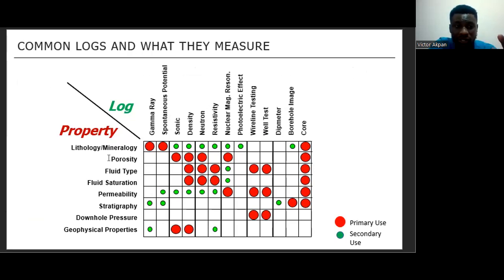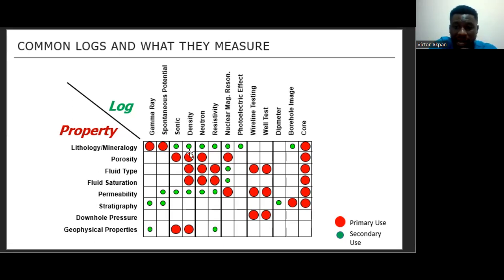We have logs such as gamma ray, spontaneous potential, sonic, density, neutron, resistivity, nuclear magnetic resonance, photoelectric effects, wireline testing, well test, deep meter, including bore imaging, and then core. And then these are properties that we can derive from these logs. We can derive lithology, porosity, fluid type, fluid saturation, stratigraphy, downhole pressure using wireline testing and well test. We can also derive geophysical properties using sonic density logs.